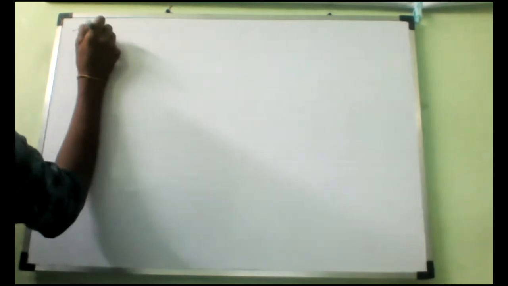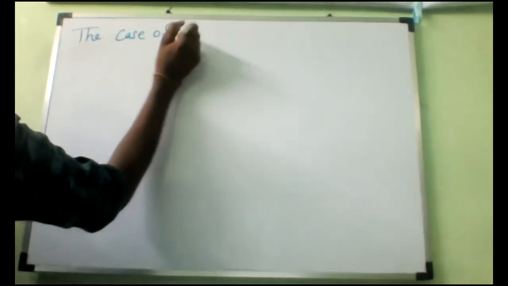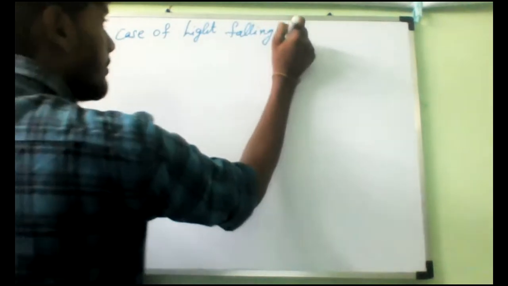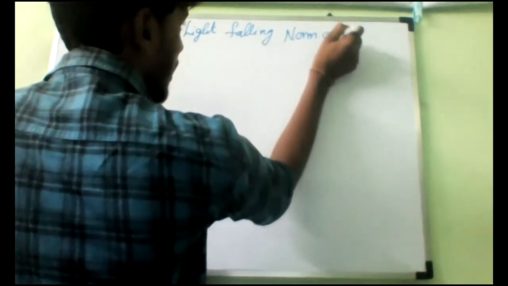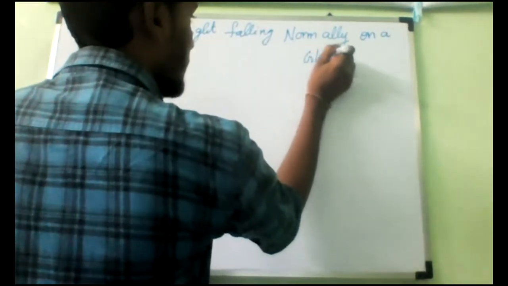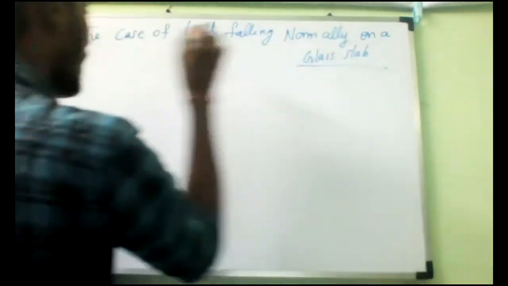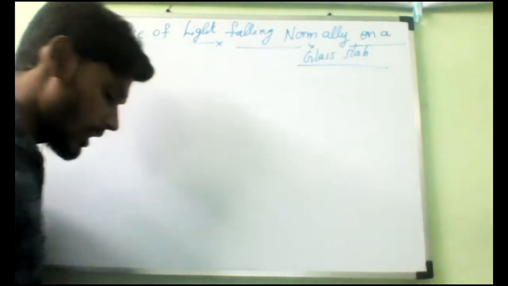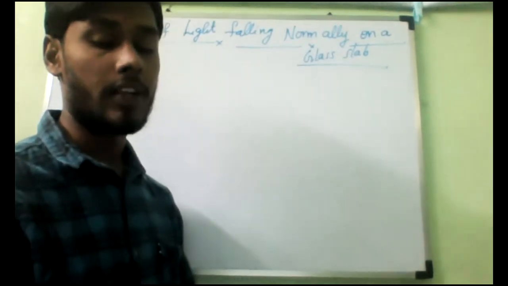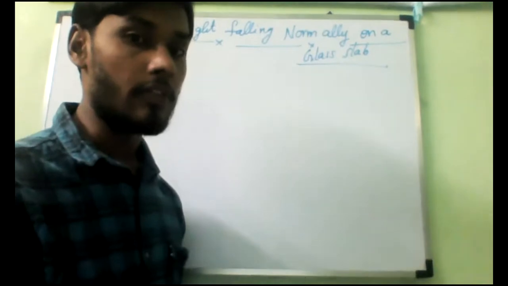So the next concept which we are going to study, all of you keep heading: the case of light falling normally on a glass slab. Normally also we can call it perpendicularly. All of you should remember. Nobody should forget that, because in the exam most of the cases they will give normally.